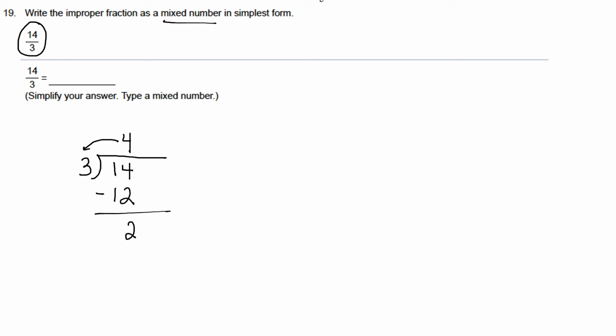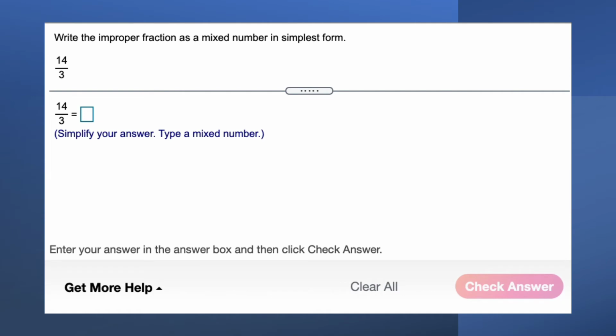So the whole number of our mixed number is 4. The remainder is 2. So we're going to place the 2 as our numerator, and the denominator will be the 3. So our mixed number is 4 and 2/3. The answer to this question is a mixed number.